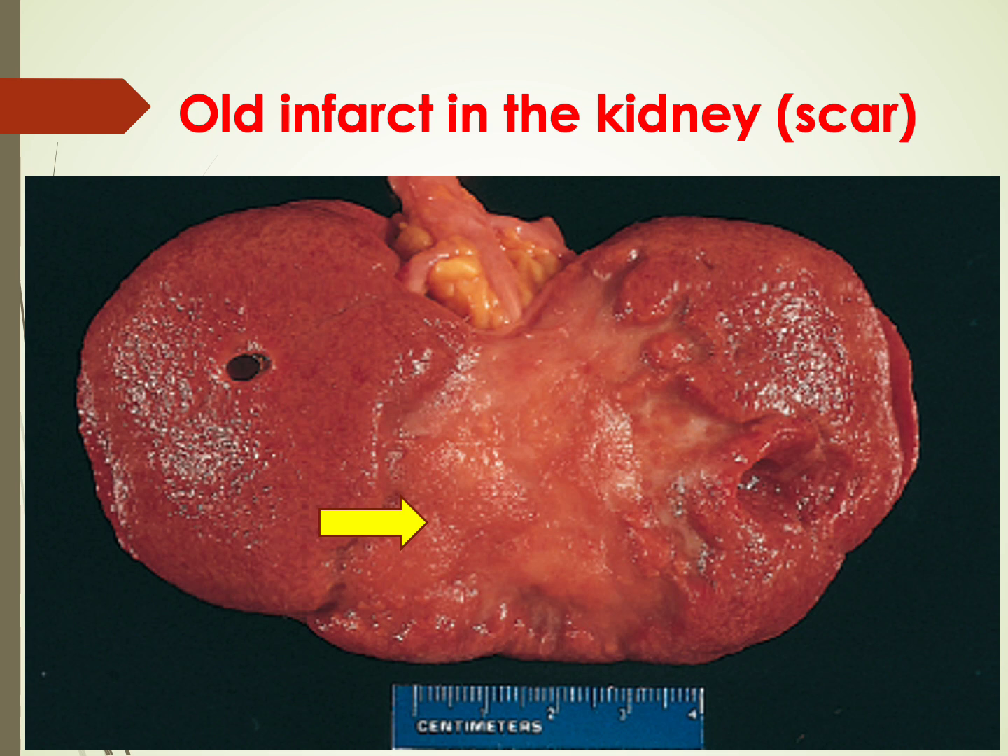This figure shows an old kidney infarct that is replaced by a large fibrotic scar. Remember, we said that after coagulative necrosis, inflammatory cells will come within hours, be established within a few days, and then the entire process will be replaced, or the infarct will be replaced, by a scar.